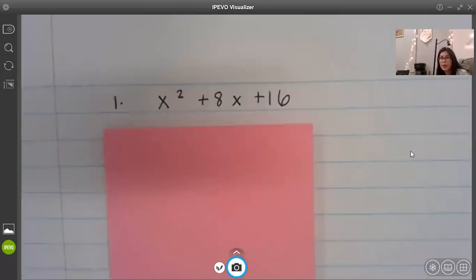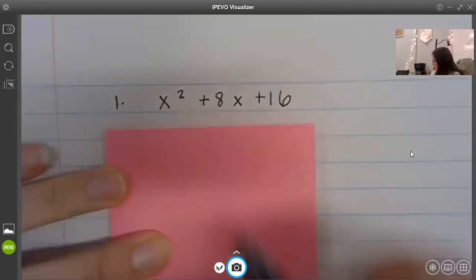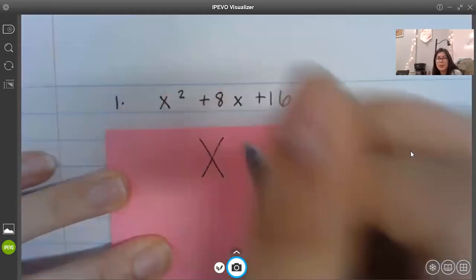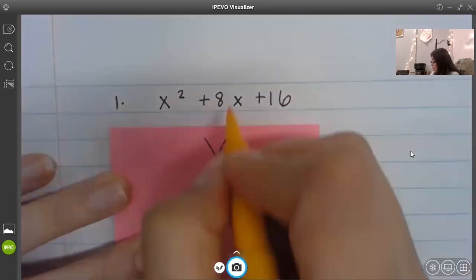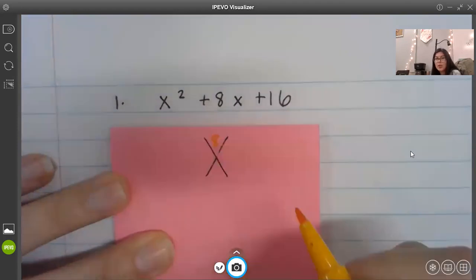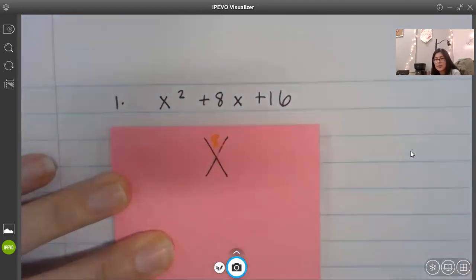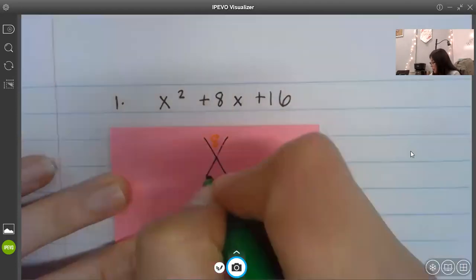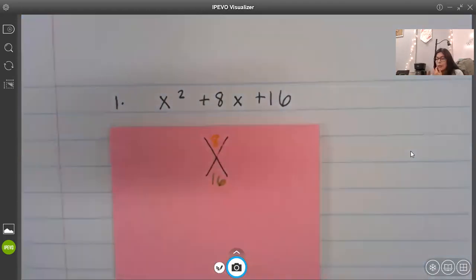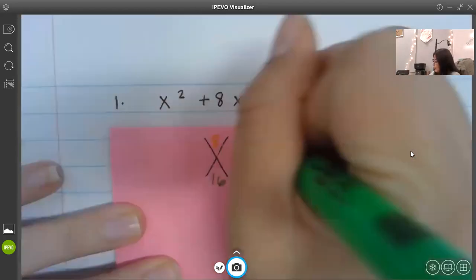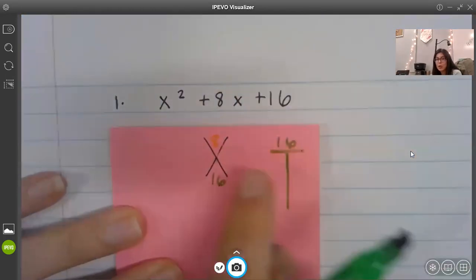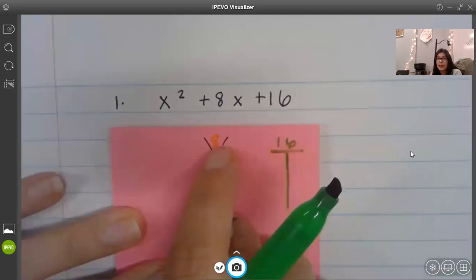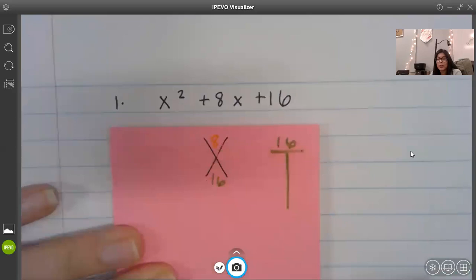All right, so here's number 1. What I want you to tell me, when you make your X, what goes at the top? What should go at the top is the B. In this case, it's the one with X, so it should be 8. Now, I want you to tell me what would go at the bottom for C. That's the one without X, so it should be 16. Now, you're going to make a list of factors for 16. When you do that, you're going to make the list, and then you're going to add them and see which one gives you 8. So what are your factors for number 1?